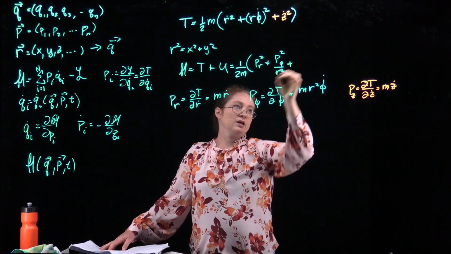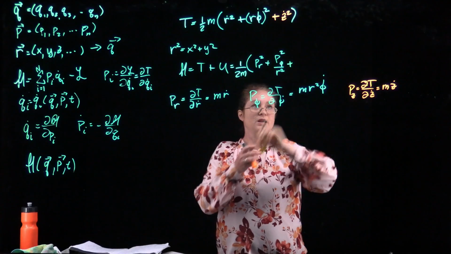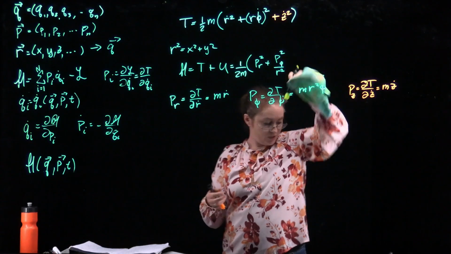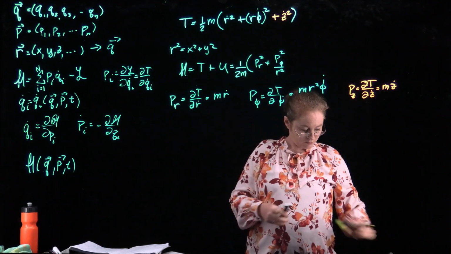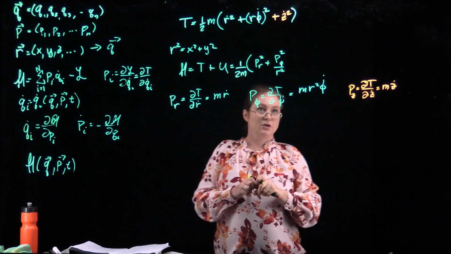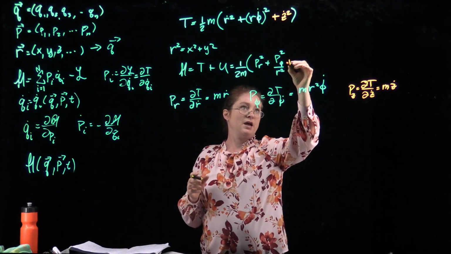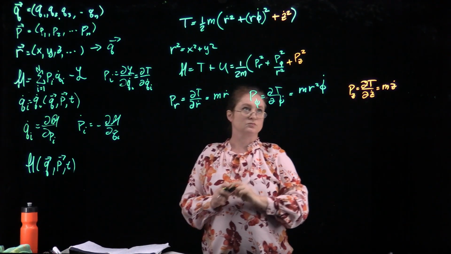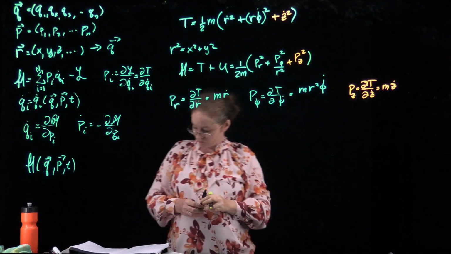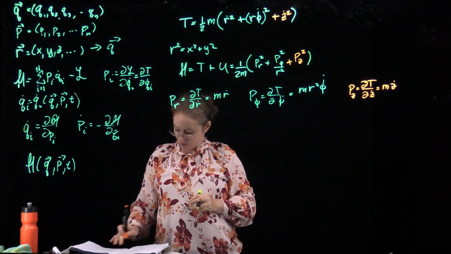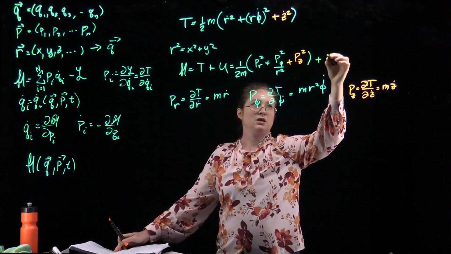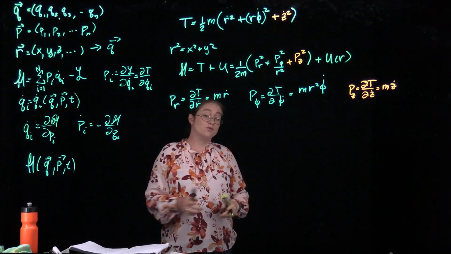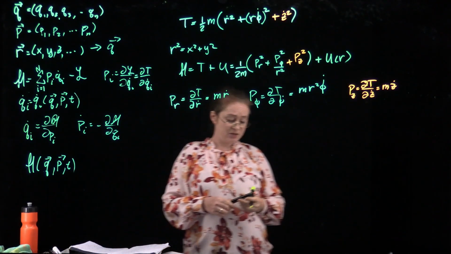And then here we have, I have to change my colors to stick true to my notation. So here we have p z squared. Okay, so then we have plus U of r, and it is only a function of r because it is a central force.